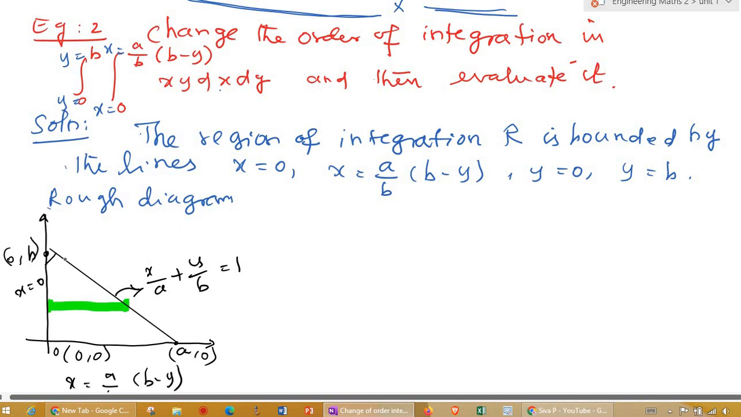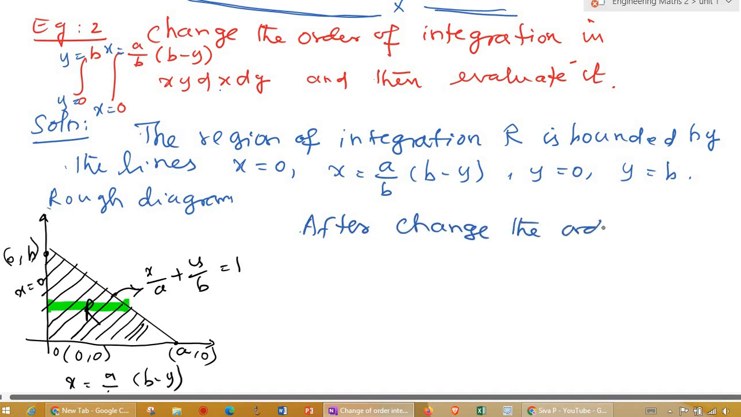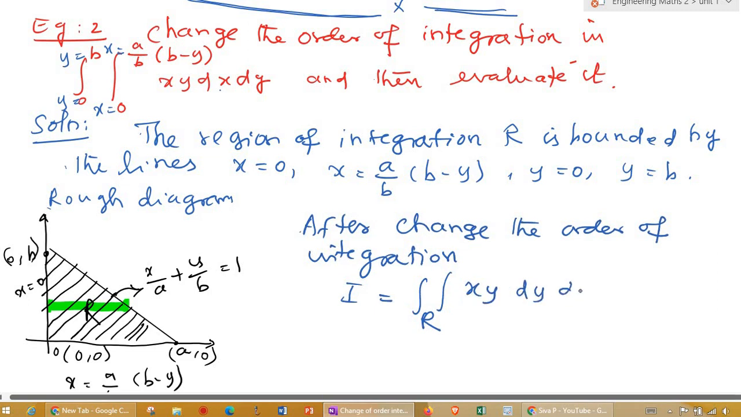So therefore here we can draw the region of the integration. You draw that region of the integration here. This is the region R. Is it not? What is the next step? Next step is you have to change the order of integration. So after changing the order of integration, the integration I becomes double integral over the region R xy dy dx. Now the inner integration is with respect to y.